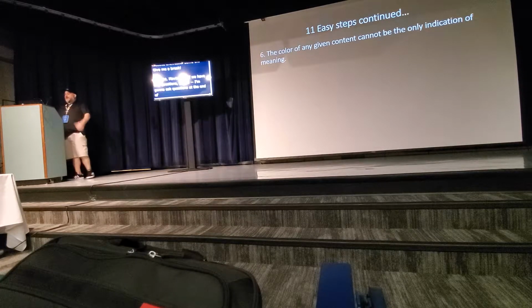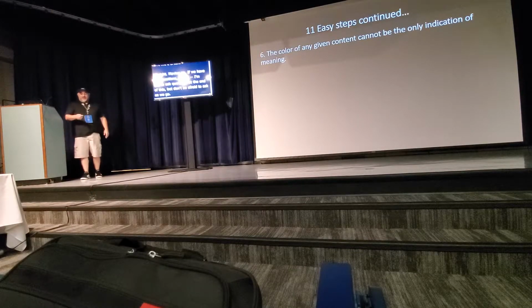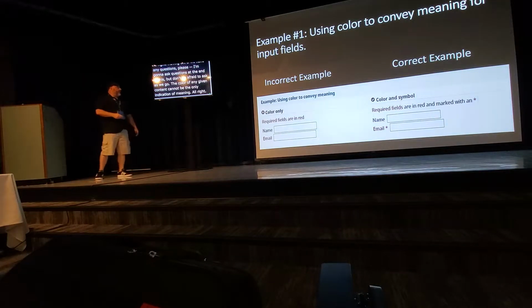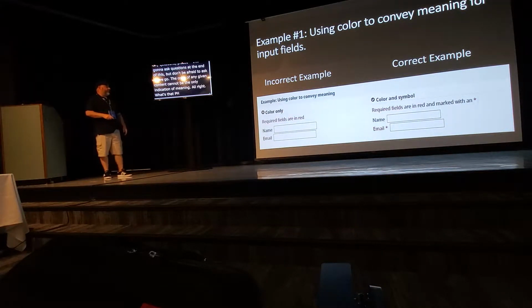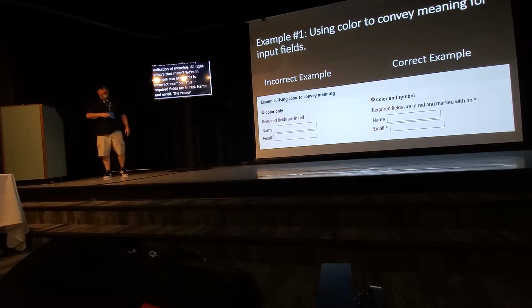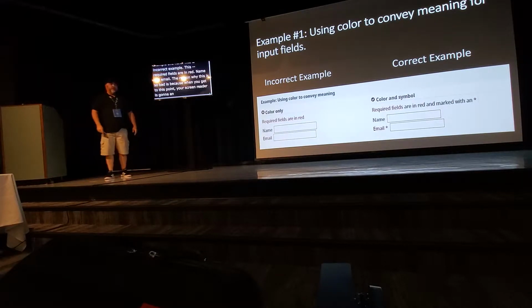The color of any given content cannot be the only indication of meaning. All right, what's that mean? We got an example 1 here. This is an incorrect example. This required fields are in red, name and email. Okay, the reason why this is so bad is because when you get to this point, your screen reader is going to announce it like this. Required fields are in red, name and email.